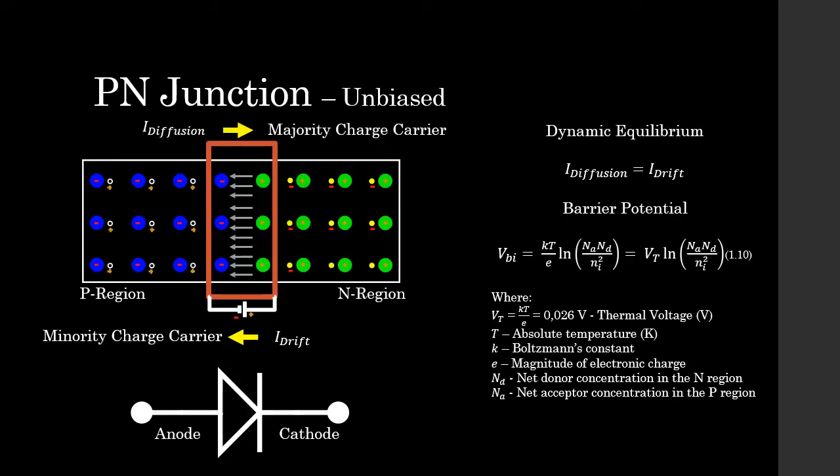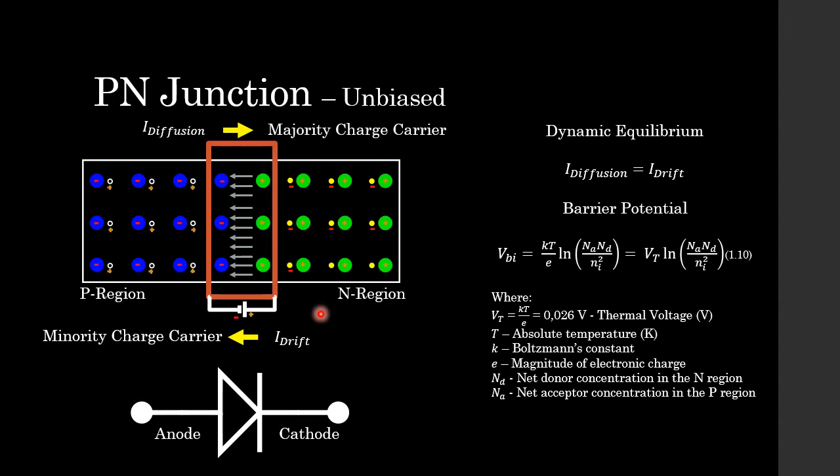Now, students, what we eventually see happening within our unbiased PN junction, unbiased meaning we don't have an external voltage source, is that the diffusion current, which is due to majority charge carriers, and the drift current, which is due to minority charge carriers, eventually reach a dynamic equilibrium. So that is when the diffusion current is equal to the drift current, and this happens just a couple of moments after the instant in time that this PN junction comes into existence.